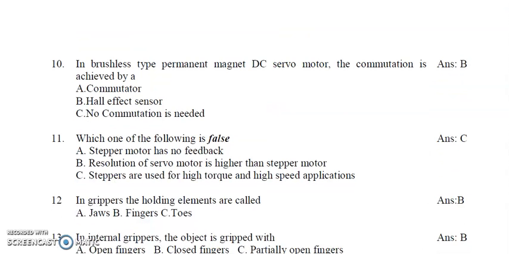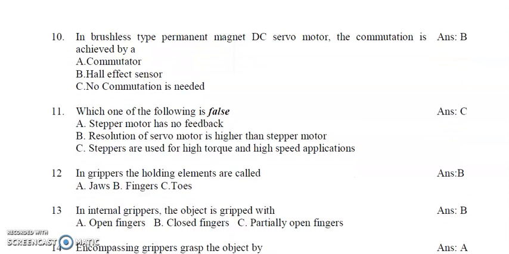So question number 10. In brushless type permanent magnet DC servo motor, the commutation is achieved by A. commutator, B. Hall effect sensor, C. no commutation is needed. So the answer is B.